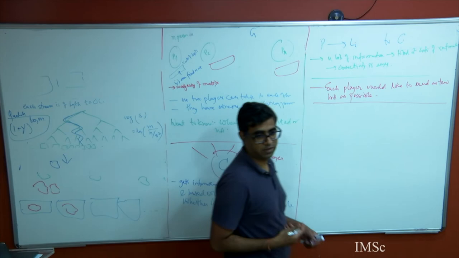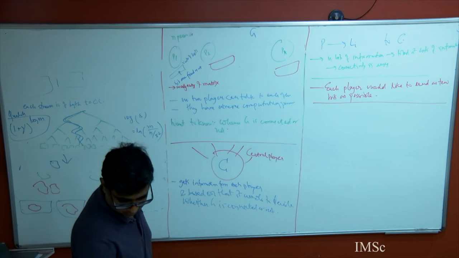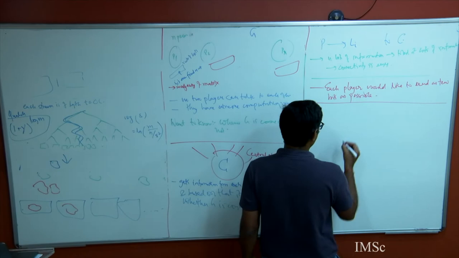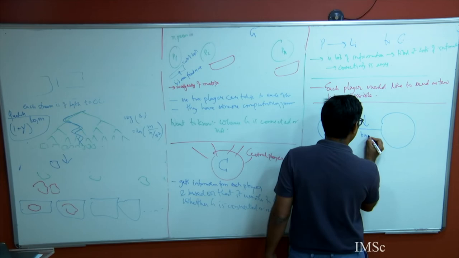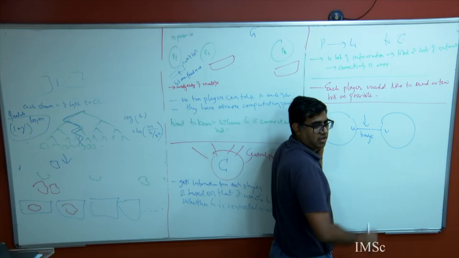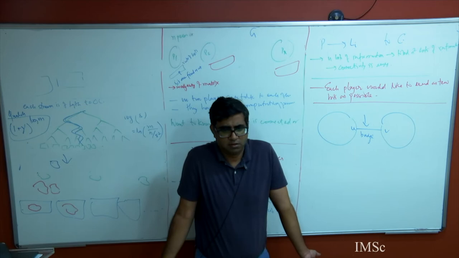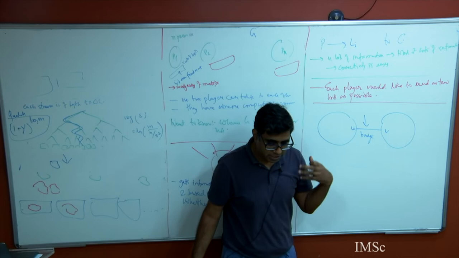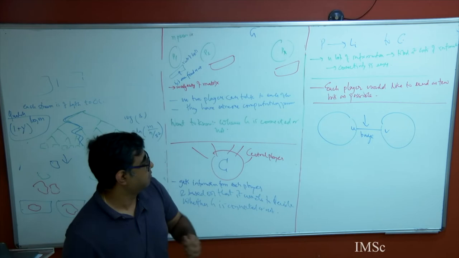Just to see what kind of situation the algorithm needs to handle, imagine that I have a bridge in my graph. This is a bridge. Now, if you look from the perspective of this player, U, he doesn't know whether this edge in his list is a bridge or non-bridge, because all he has is a local viewpoint. Same with V. Now, somehow they need to pass this information to the central player that this edge is more important than any other edge in its list.